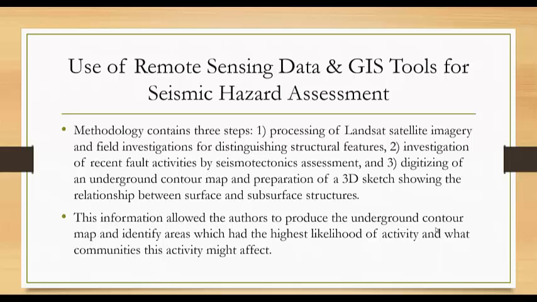The authors' methodology contains 3 steps, the first of which is processing of Landsat satellite imagery and field investigations for distinguishing structural features. The second is investigation of recent fault activities by a seismotectonics assessment. And the third, a digitizing of an underground contour map and preparation of a 3D sketch showing the relationship between surface and subsurface structures. The information allowed the authors to produce the underground contour map and identify areas which had the highest likelihood of activity and what communities that activity might affect.